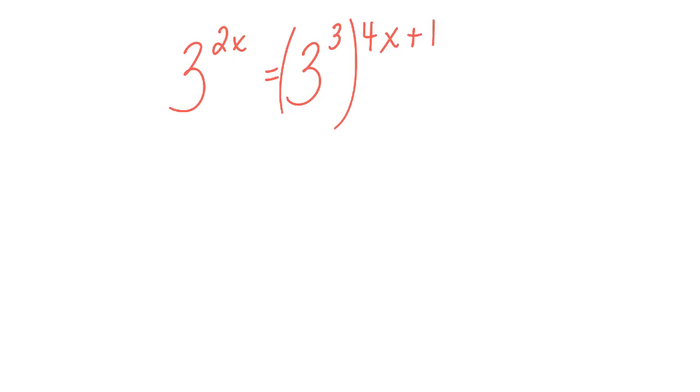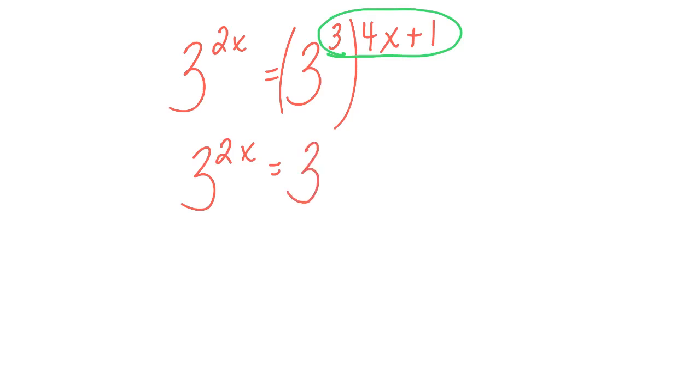Okay, so here I have 3 to the 2x and 3 to the third, 4x plus 1. Well, remember, if I have a power to a power, the first thing I'm going to do is multiply. So this is saying 3 to the 2x is equal to 3 to the 12x plus 3. Notice we have the same bases of 3. If I have the same bases, I can take the 2x and the 12x plus 3 and make them equal to each other because we have the same bases.